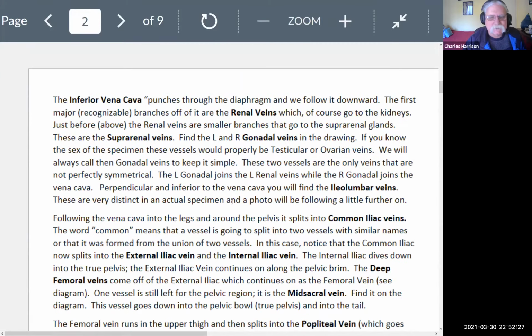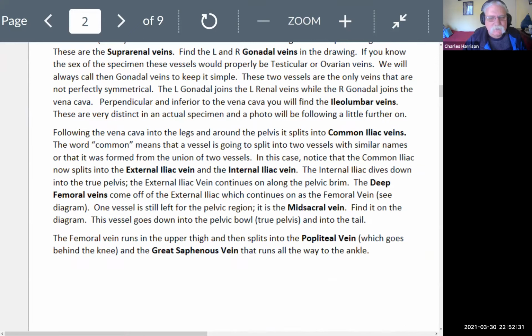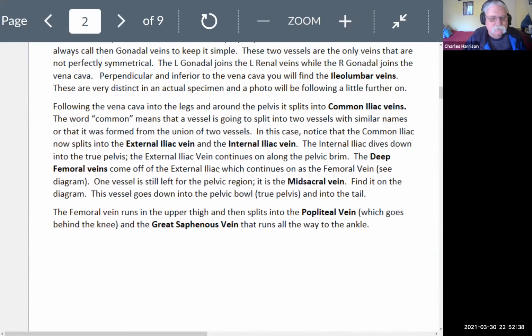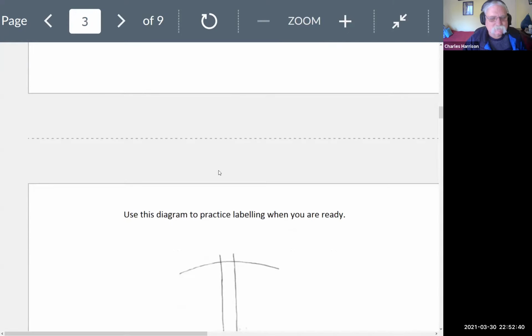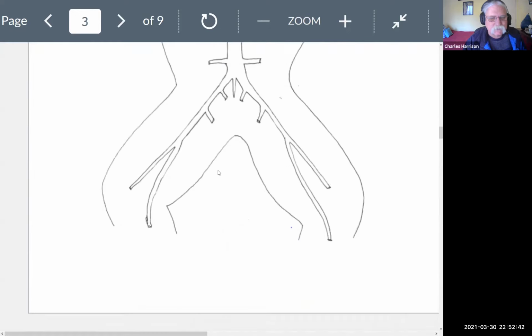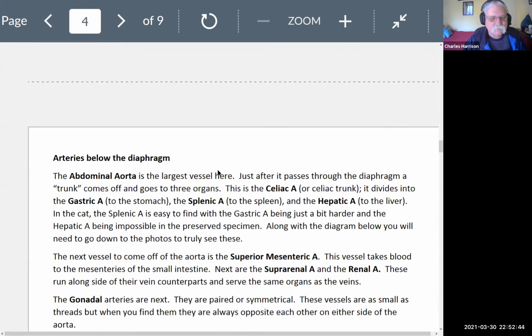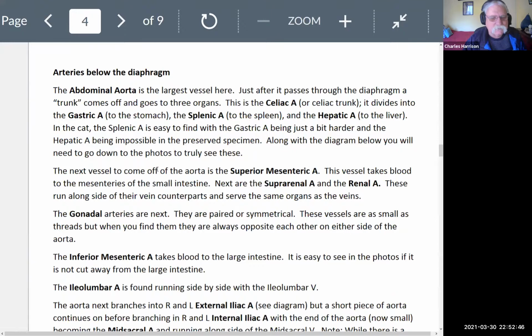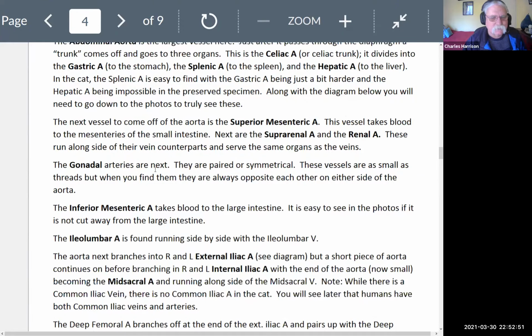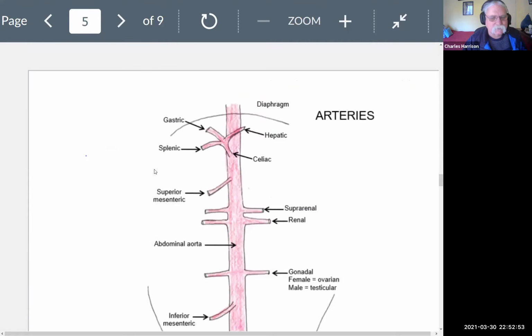Here's the text and the bold material that you need to be able to recall. Here's a practice diagram. Arteries below the diaphragm now. I put the text that looks like up front. Okay, so here are just arteries.